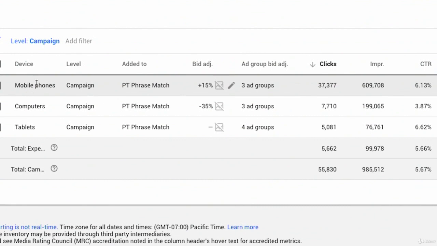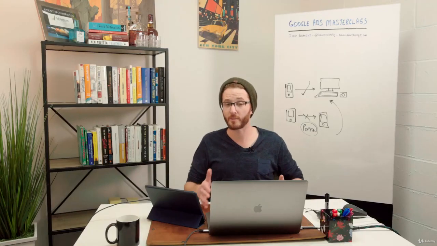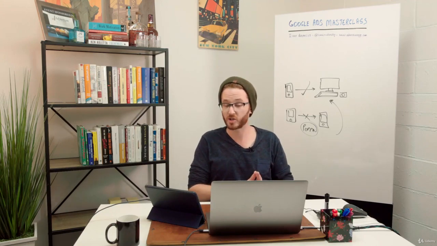So these are the three categories. They don't ever change: mobile phones, computers, tablets. For this client, we have a 15% bid adjustment increase for mobile phones and a 35% bid decrease for desktop computers. And that wasn't arbitrary, we ran the campaign straight.